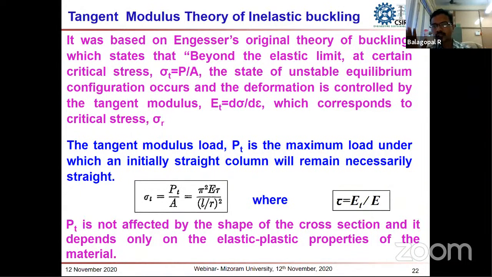And the double modulus theory states that the buckling is governed by the shape of the cross section and the material properties. But the tangent modulus theory states that the tangent modulus buckling load PT is not affected by the cross section. It depends only on the elastic plastic properties of the material.